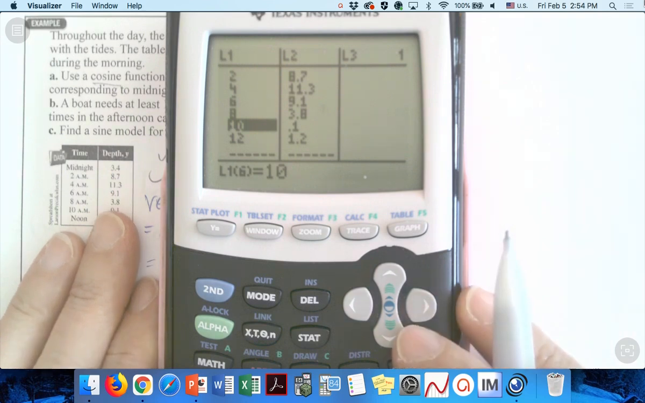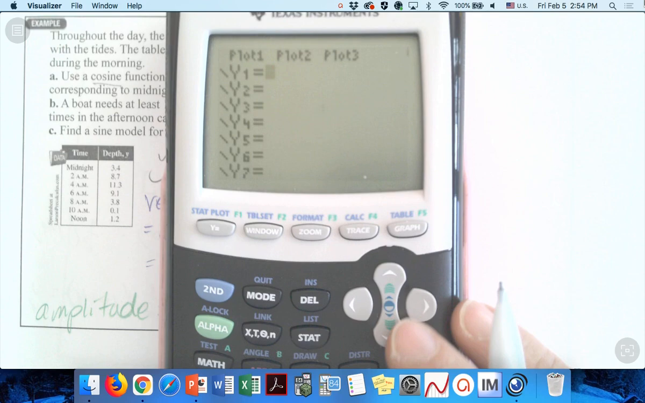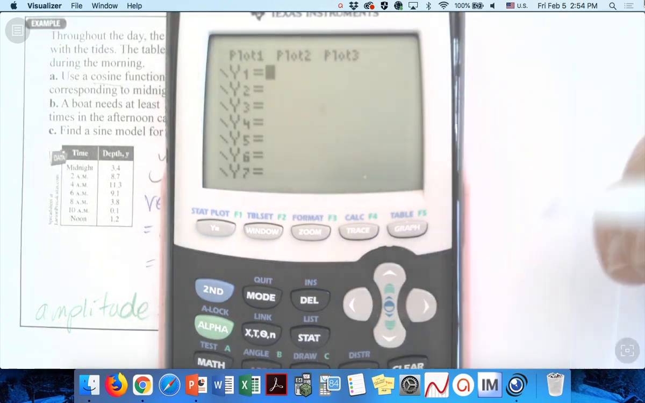Okay. Next thing we're going to do is we are going to tell the calculator to plot that. So first, go into y equals and clear out any equations that you already have here in y equals because we don't want those to show up when we graph.